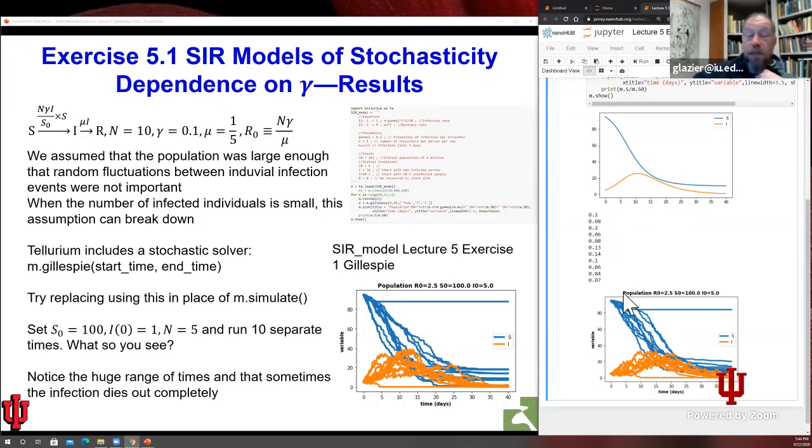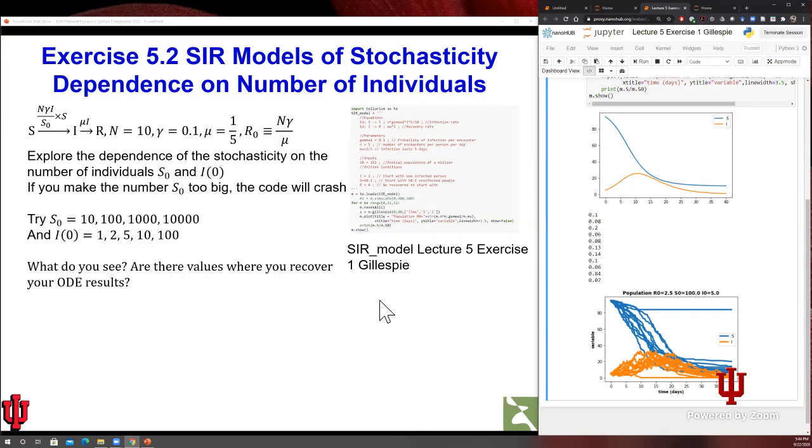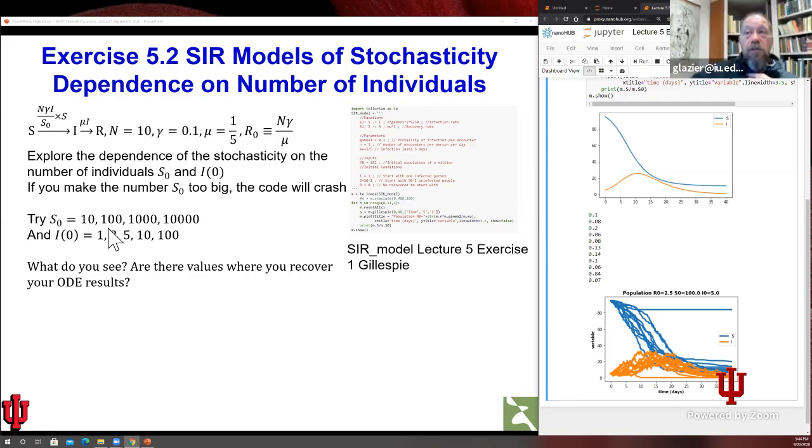So the answer is that the typical simulation among my stochastic simulations looks pretty similar to my ODEs, but there's some wild outliers. There's some cases where much less of the population gets infected and the infection dies out, and there's some where things happen faster. Did people get something that looked comparable to that? Okay. Yes. Okay.